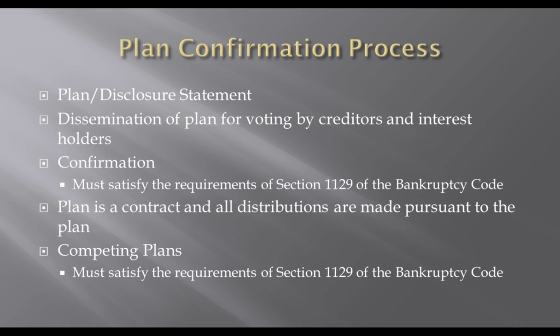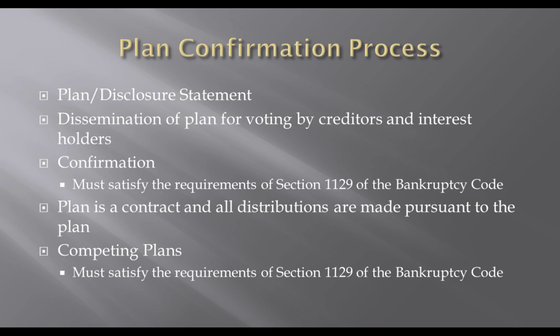So the debtor will file the disclosure statement and attach a copy of the plan, and then it's up to the debtor to convince the court that the disclosure statement and the plan contain adequate information. And adequate information means that it contains sufficient information in order for the typical creditor within that case to make an informed decision of whether or not they want to vote to accept or reject the plan.